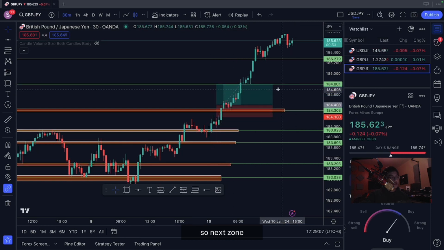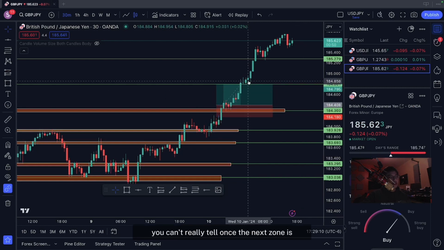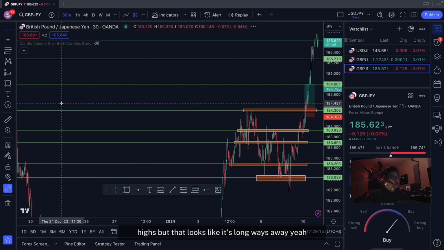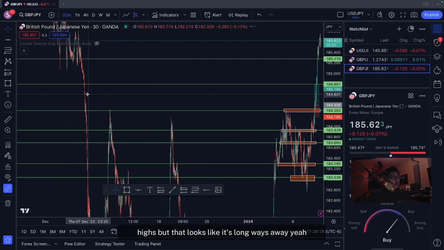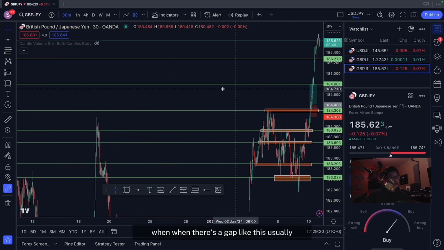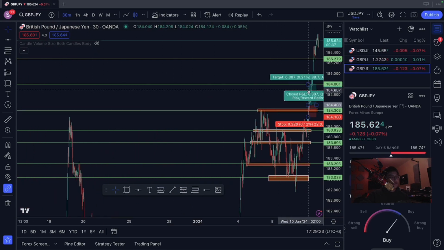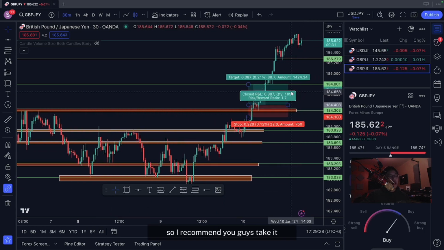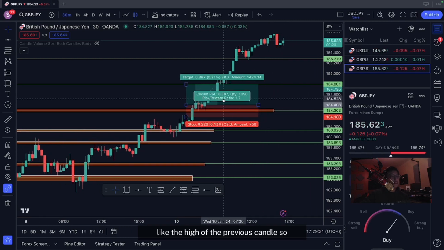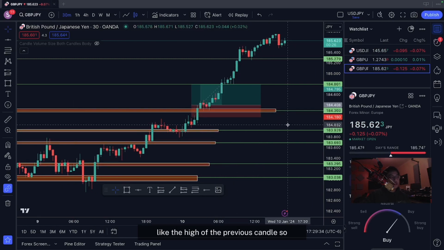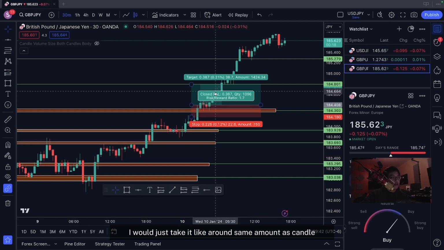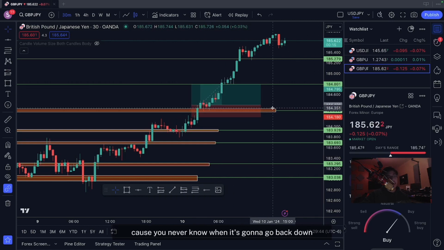in the next zone. So next zone being, well, you can't really tell where the next zone is, so you've got to look at your previous highs, but that looks like it's a long way away. When there's a gap like this, usually it's hard to identify where the next zone is. So I recommend you guys take the high of the previous candle. Usually if it's moving this much, I would just take around the same amount as this candle. I wouldn't risk too much for it because you never know when it's going to go back down.